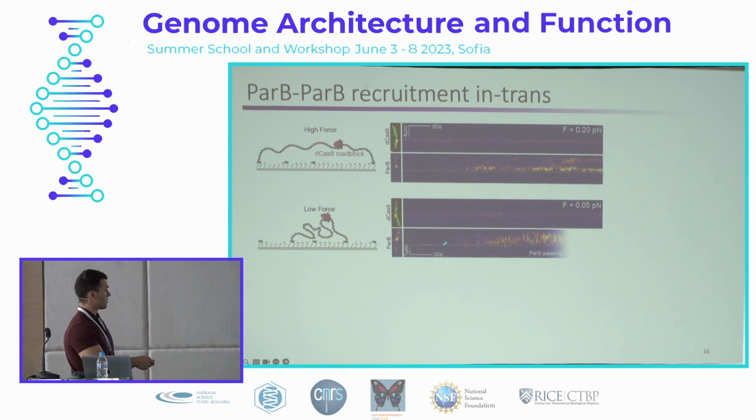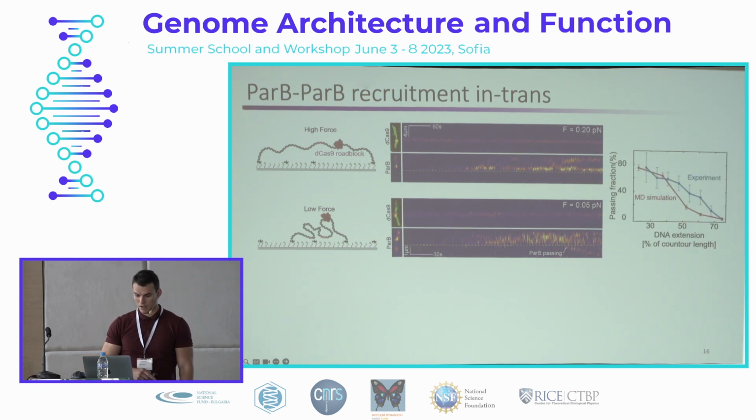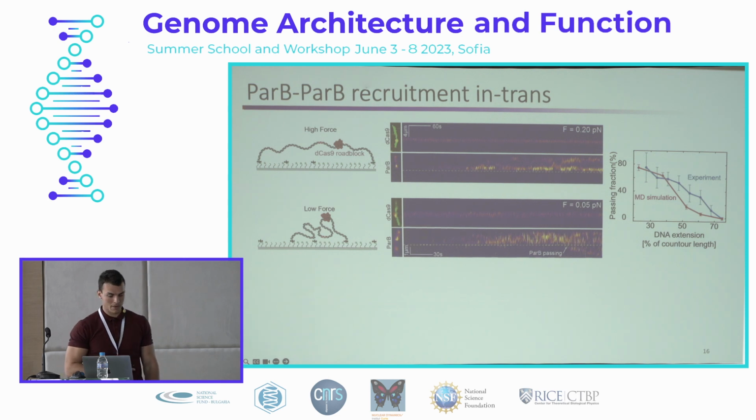ParBs load, and then they spread across the DNA, and then they cross, and then they start diffusing on the other side. In fact, if we observe this video further, they would be completely all over the DNA. And we see this dramatically drops as we extend the DNA more. The more the DNA is extended, the lower the crossing probability is, both in simulations and in our experiments.